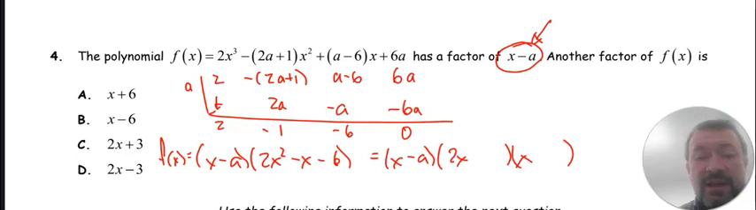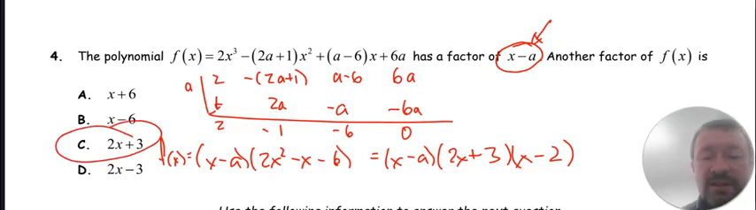So what do we have here? I think it's going to be 3 and 2, which means this will have to be negative. This would have to be the positive there. So (2x plus 3)(x minus 2). So my answer here is clearly going to be C.